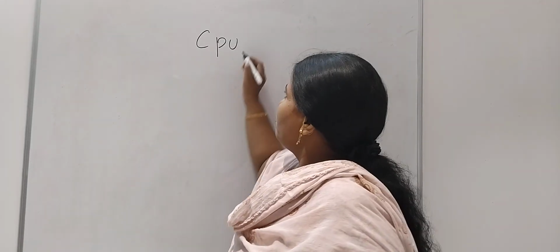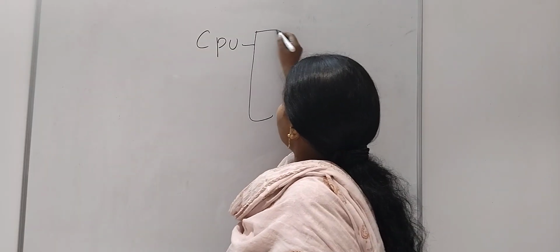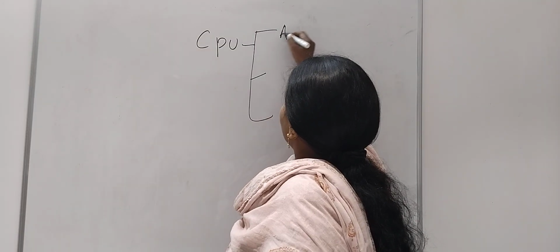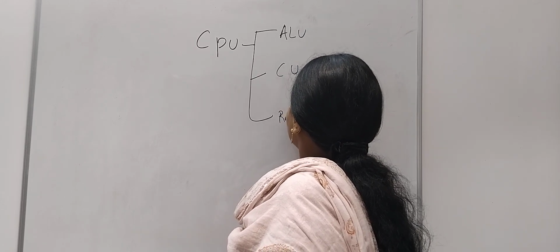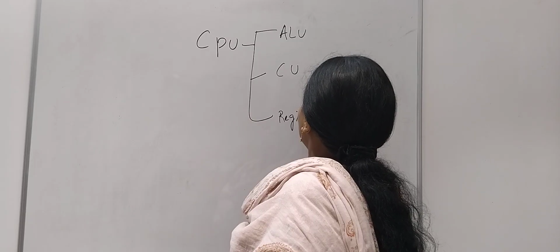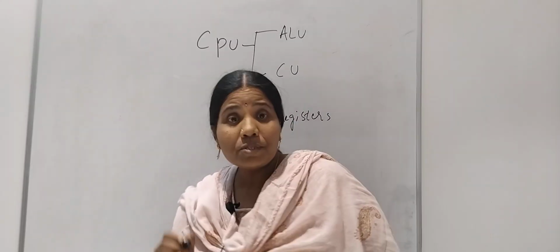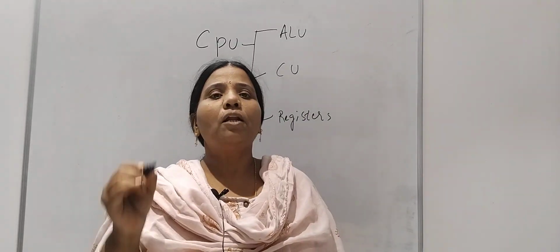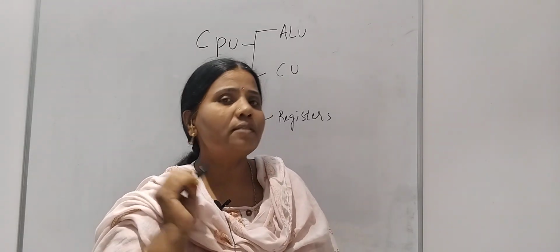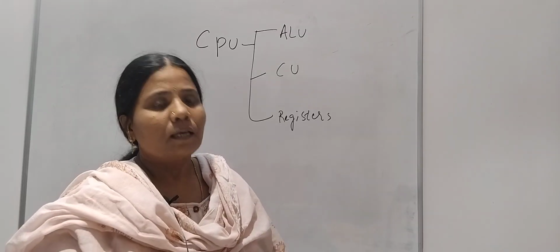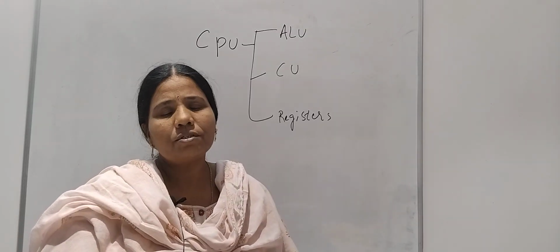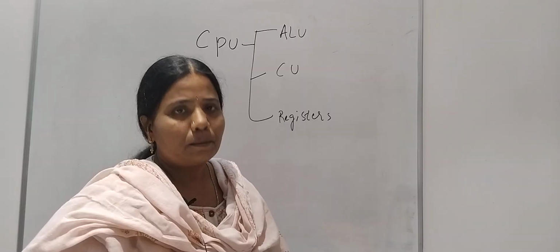Okay. So here, in the CPU we are going to have three hardware sub-blocks. One is ALU, control unit, registers. Isn't it? So what is ALU? ALU stands for Arithmetic Logic Unit. What does CU stand for? Control unit. Registers are hardware circuits which are used for storing some temporary data.